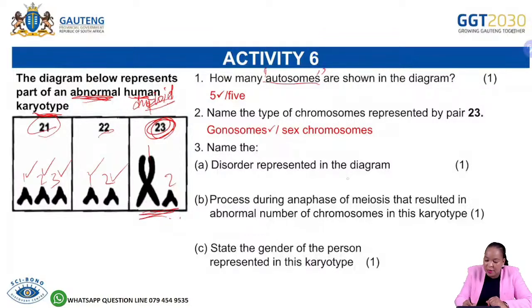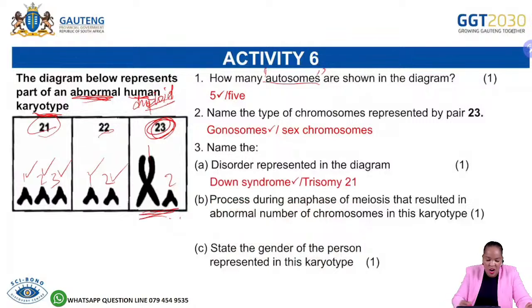Name the disorder represented in the diagram. This is a walk in the park for you. Down syndrome. Why? There are 3 sets of chromosomes at chromosome pair number 21. Name the process during anaphase of meiosis that resulted in the abnormal number of chromosomes in this karyotype. It is non-disjunction. Please use the correct terminology. Don't say failure to separate, because that is not a correct term. The correct term is non-disjunction.